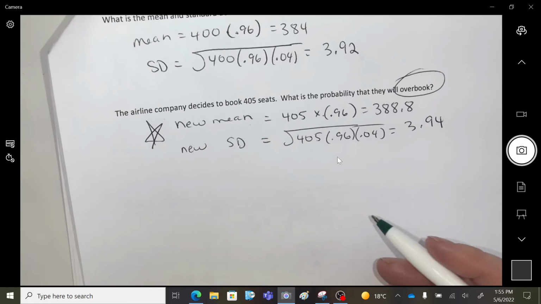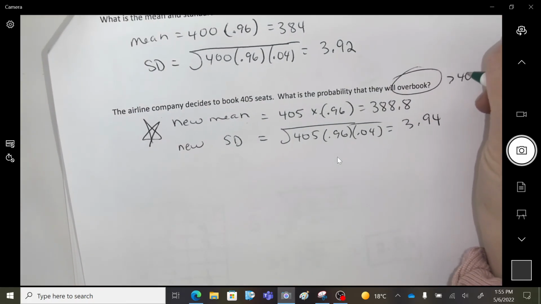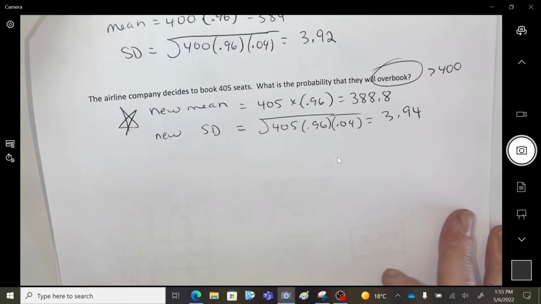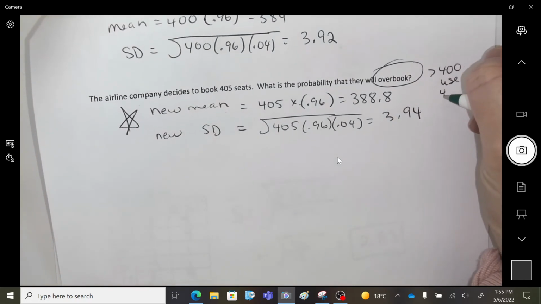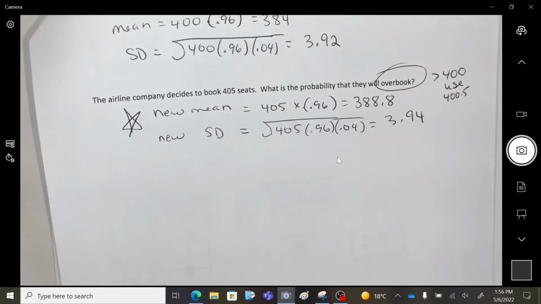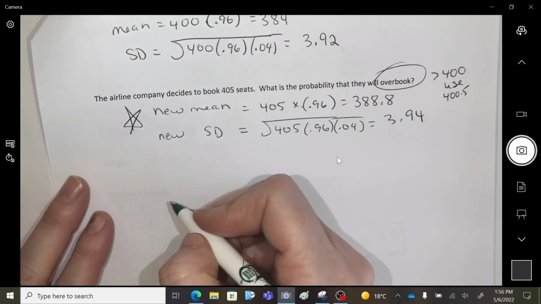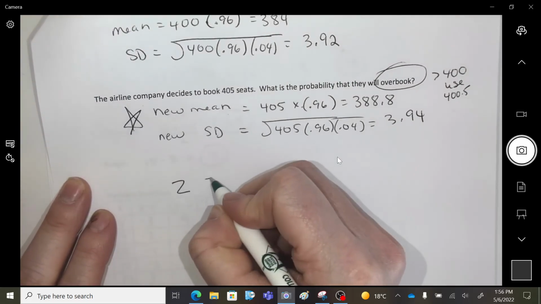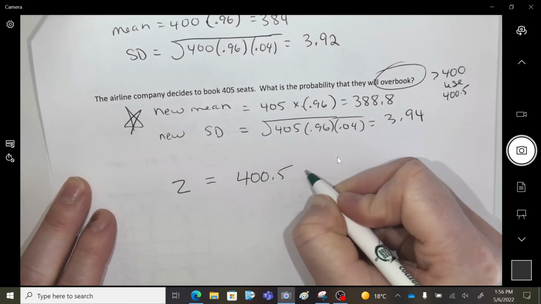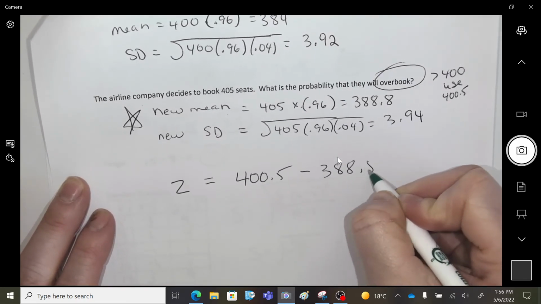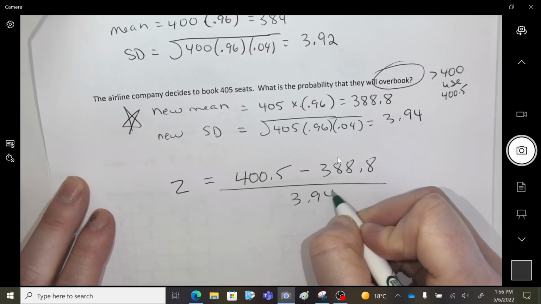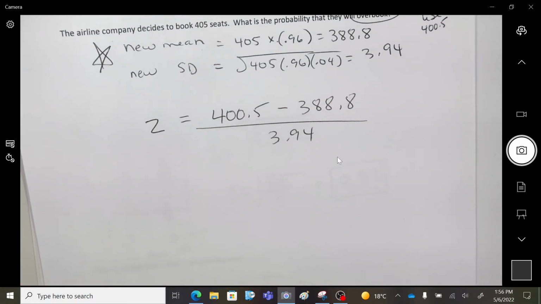Okay, overbooking means you're over 400. I'm going to use 400.5 because technically here's kind of the reasoning. We're still okay if we sell 400 or that 400 people come. We're still okay. I'm only a problem if I'm over it. Okay, so Z score is 400.5 minus the mean over the standard deviation. So I'm going to get the Z score on that.